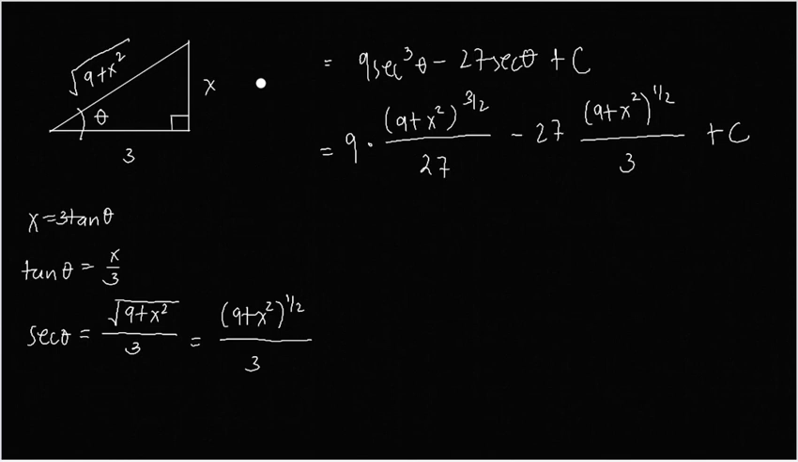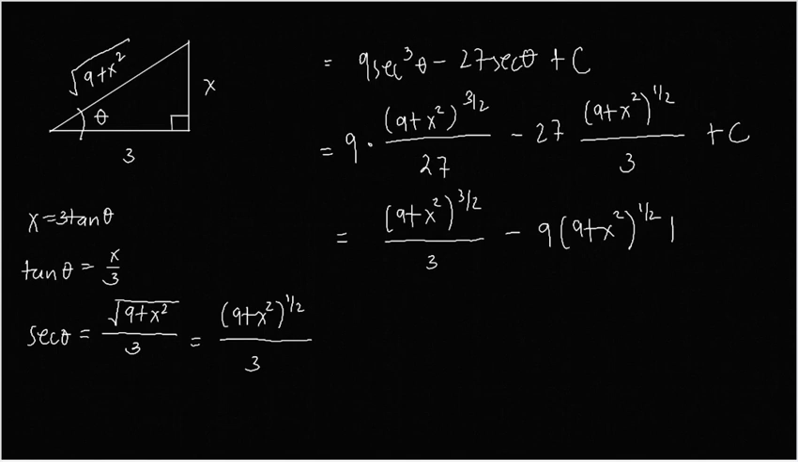So 9 divided by 27 is 1/3. So we have 9 plus x squared raised to 3/2 all over 3 minus, this time, 27 divided by 3 is 9. So we have 9 times 9 plus x squared raised to 1/2 plus c. And this will be our answer for this problem. Let us proceed to our next and last problem for this video.